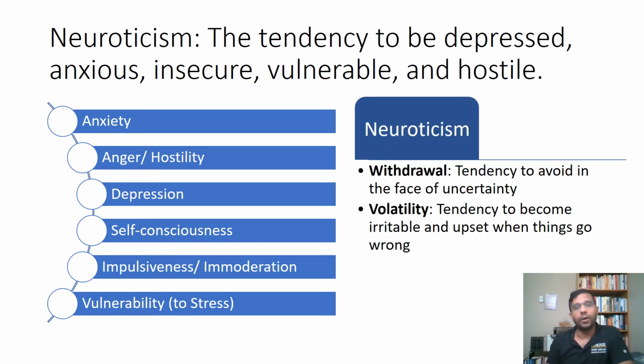If we talk about the two-factor model or two-facet model of neuroticism, the first one is withdrawal, which is the tendency to avoid in the face of uncertainty. If there is some kind of uncertainty, that makes you uncomfortable, that makes you very stressed, and consequently you avoid any situations where there is possibility of failure or where you don't know what's going to happen. So that's withdrawal. You withdraw. And the second subdimension is volatility, which is the tendency to easily get angry, easily get upset about things, irritable. Again, you are noticing it's about these negative emotions. So that's the neuroticism dimension.